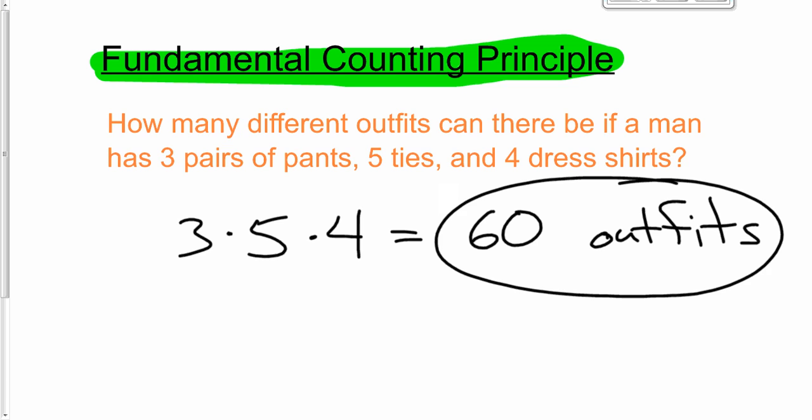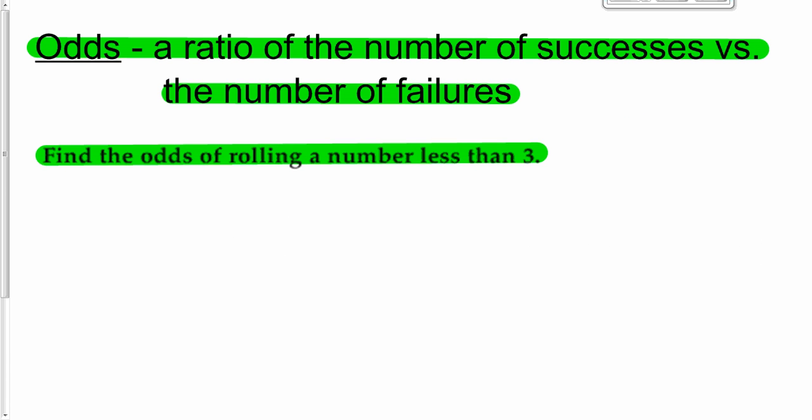All right, last thing I need to talk to you about is odds. Odds are different than probability. You want this definition. The odds are a ratio of the number of successes versus the number of failures. So the odds of rolling a number less than 3. I'm just going to show you the difference here. A number less than 3 would be 1 and 2. That's 2 out of 6, right? That would be the probability. So the probability equals 2 out of 6. So that's not what they're asking us for. They're asking us for the odds.